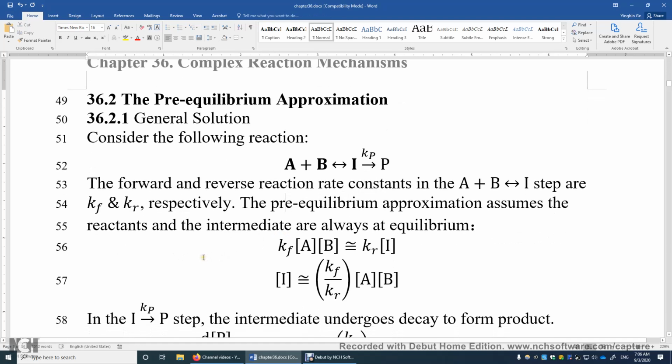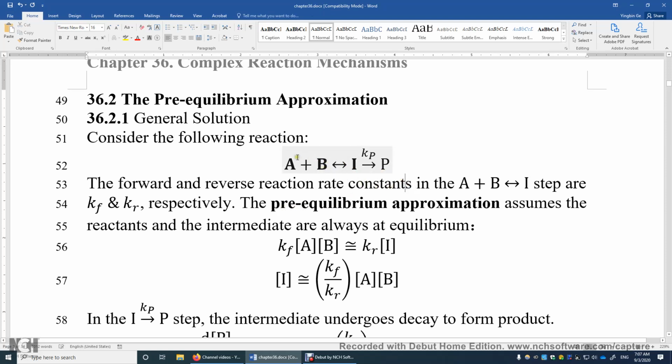So now let's define this pre-equilibrium approximation. The definition is this: we assume A plus B and I are always at equilibrium. So why is this called pre-equilibrium? Well, this is the first step, this is the second step. In the second step, the products are produced. So this is before the production of P. That's why it's called a pre-equilibrium approximation.